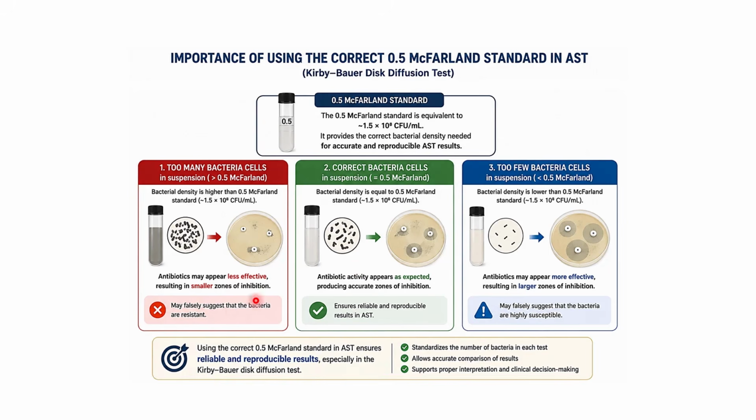So, in summary, using the correct 0.5 McFarland standard in antibiotic susceptibility testing ensures reliable and reproducible results, especially in the Kirby-Bauer disc diffusion test. And the 0.5 McFarland standard in AST helps to standardize the number of bacteria in each test, and it also allows accurate comparison of results to support proper interpretation and clinical decision making.